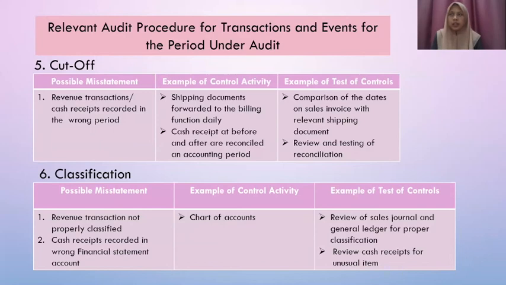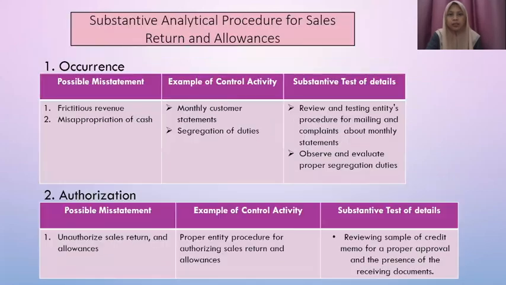So what can the auditor do? The auditor can review the sales journals and general ledger for proper classification, and for the cash receipts recorded in the wrong financial statement, the auditor can review the cash receipts for any unusual item that arises that could give a red flag for the auditors.